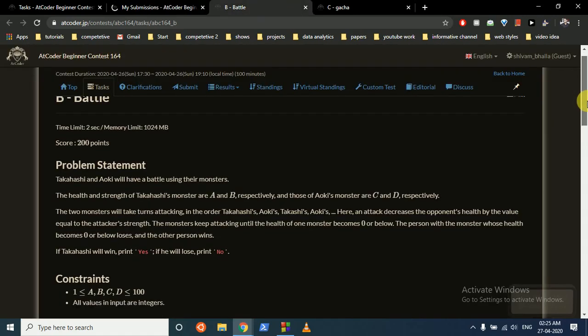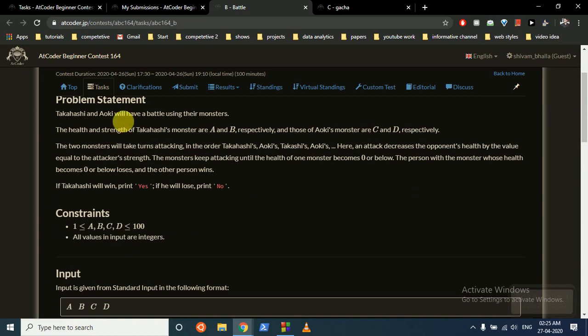Okay. Next question: Takashi and Aoki will have a battle using their monsters. The health and strength of Takashi's monster are A and B. So A is the health of Takashi's monster and B its strength, while Aoki's monster has C health and D strength.